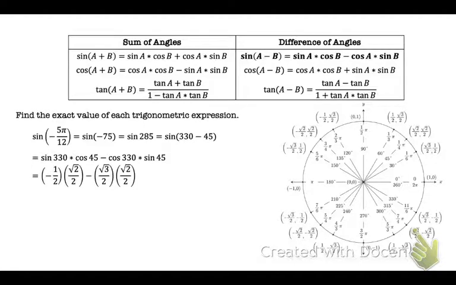which is negative 1/2 times square root of 2 over 2 minus square root of 3 over 2 times square root of 2 over 2, which is negative square root of 2 over 4 minus square root of 6 over 4, which is negative square root of 2 minus the square root of 6 over 4. Okay?